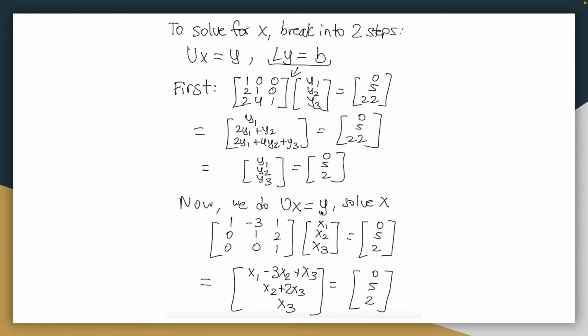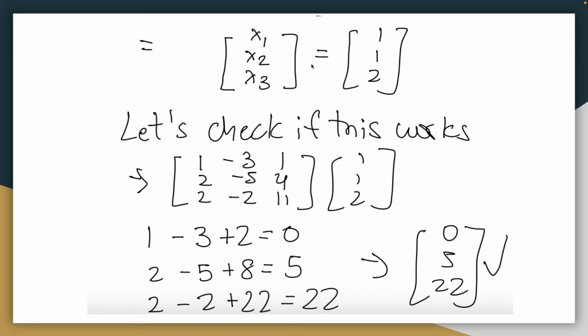Now we do Ux = y, so we need to solve for x. We just do matrix multiplication again, and we get x1 - 3x2 + x3, and so on. We plug in x3 as 2, so we're working the opposite way than we did for the lower triangular matrix. Then we'll see that x1, x2, x3 equals 1, 1, 2, and we plug it back in to check if it works, and it does based on this math. So we have solved it, and that looks great.